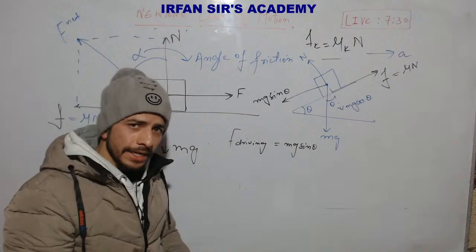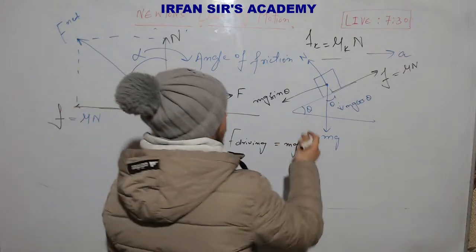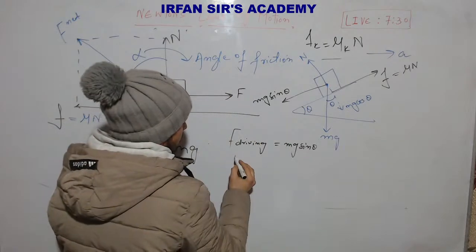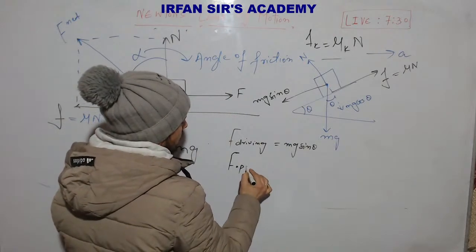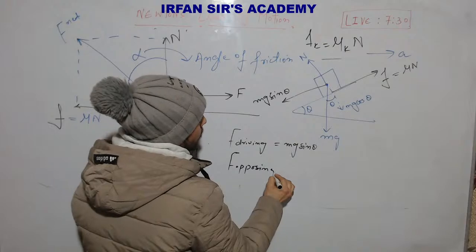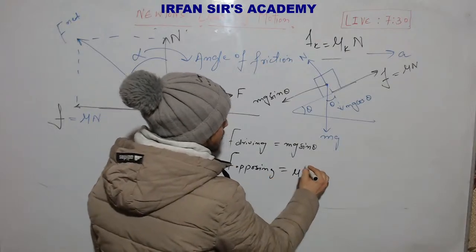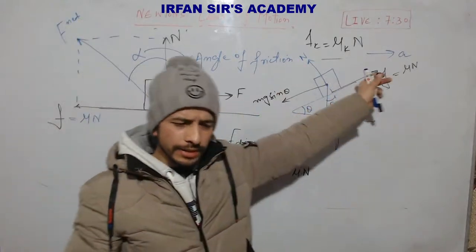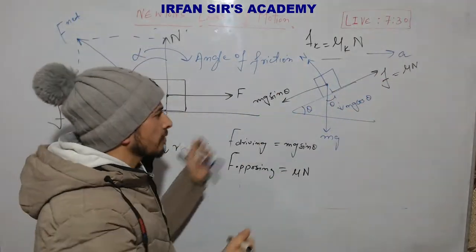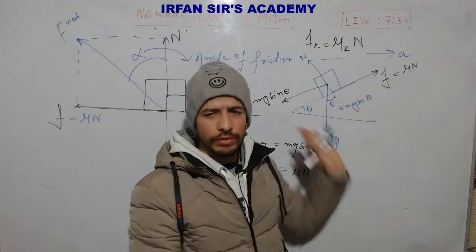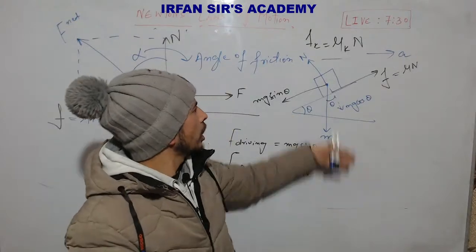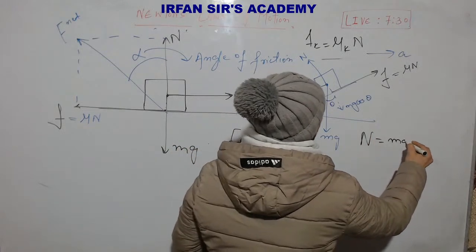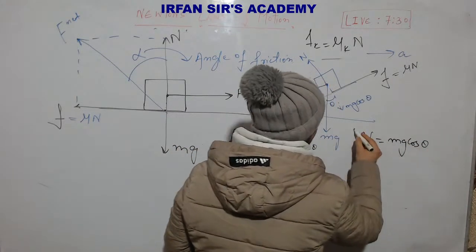If it is kinetic, if the body is moving, then what will happen? The body will go in this direction. Can you tell me what the opposing force is? F opposing is nothing but mu times normal reaction. The body will either move in this direction or in that direction, depending upon whether the driving force is more or the frictional force is more. But the body will not move in this direction. It means normal reaction will be equal to mg cos theta. It is in equilibrium in the vertical direction.